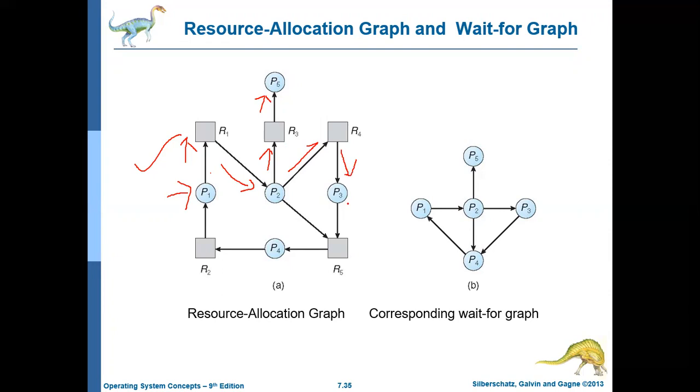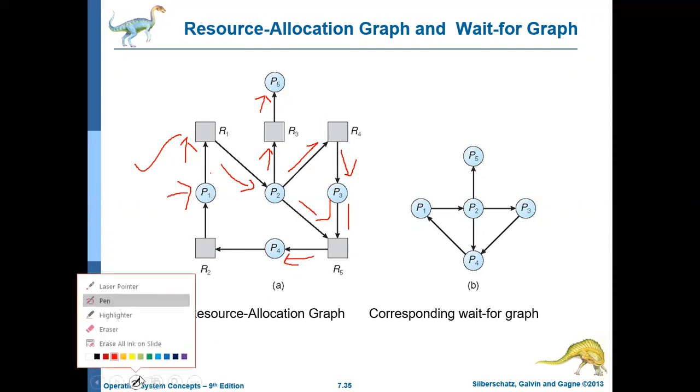And P3 is requesting the resource R5, whereas R5 is held by P4. P2 is also requesting the resource R5. Okay. And P4 is requesting the resource R2, where R2 is held by P1. Okay, this is the normal resource allocation graph which we know.